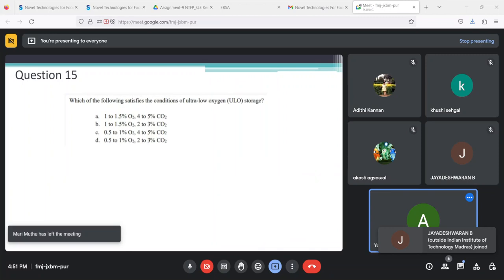Question 15. Which of the following satisfies the condition of ultra low oxygen storage? So you have different concentrations of oxygen here, 1 to 1.5 or 0.5 to 1% oxygen, and you have different concentrations of carbon dioxide as well, either 4 to 5% or 2 to 3%. So you need a perfect combination of oxygen and carbon dioxide for ultra low oxygen storage. So which of these is the correct option?